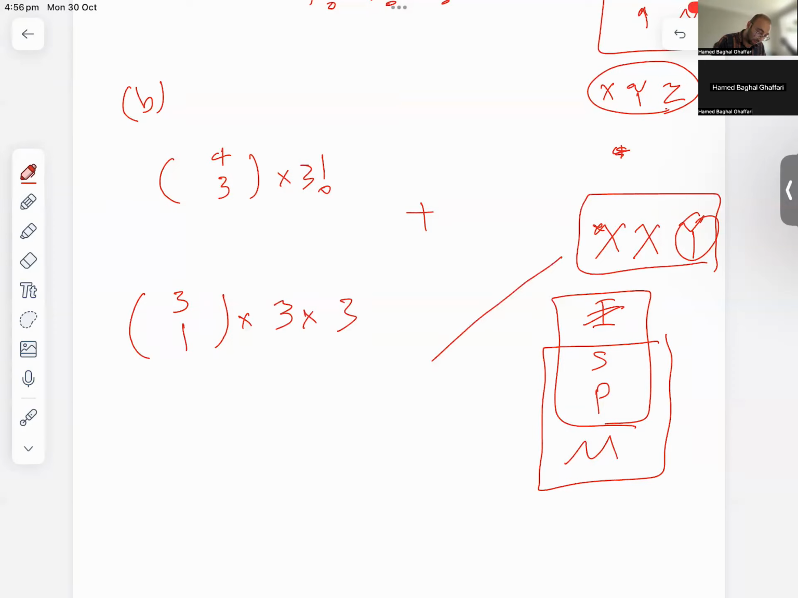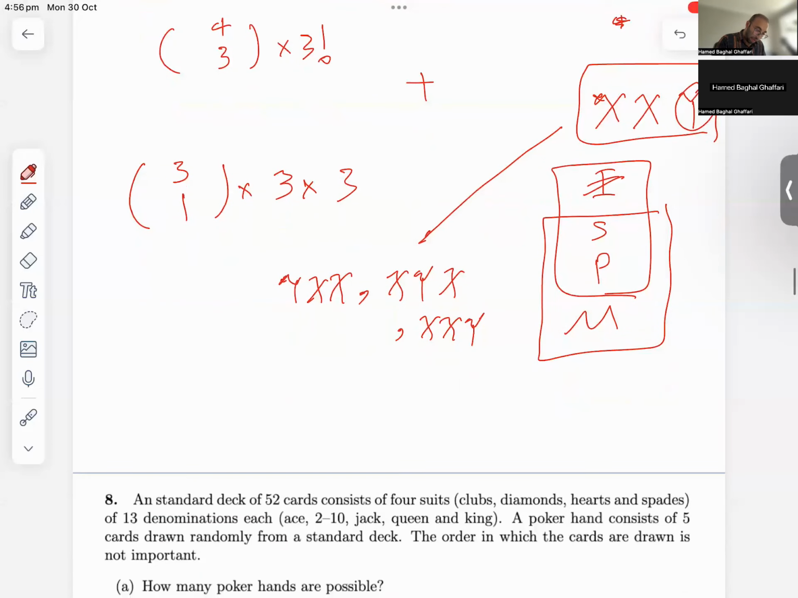And not times 3 again, because this can be permuted in 3 ways. In fact, this can be YXX, XYX, or XXY. And the way that we can get XXX, where all of them are repeated, the same thing is only for I and S. So this will be just in 2 ways, in these 2 scenarios.